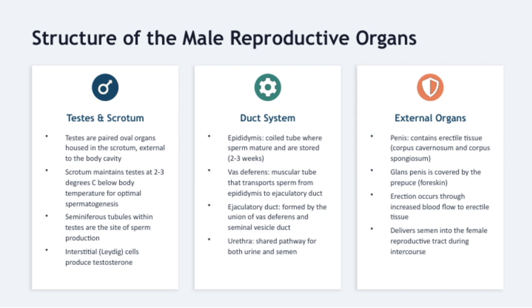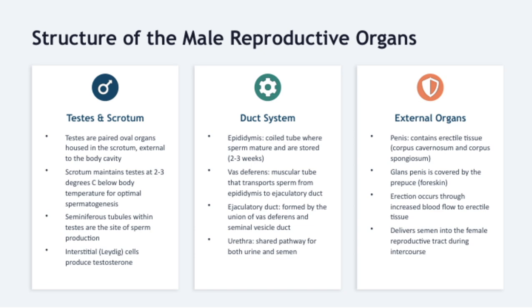Now let's talk about the duct system. The testes are paired oval organs housed in the scrotum, which is outside the main body cavity. This positioning is critical because the scrotum helps maintain the testes at about 2 to 3 degrees Celsius below core body temperature. This cooler environment is vital for optimal spermatogenesis, or sperm production.